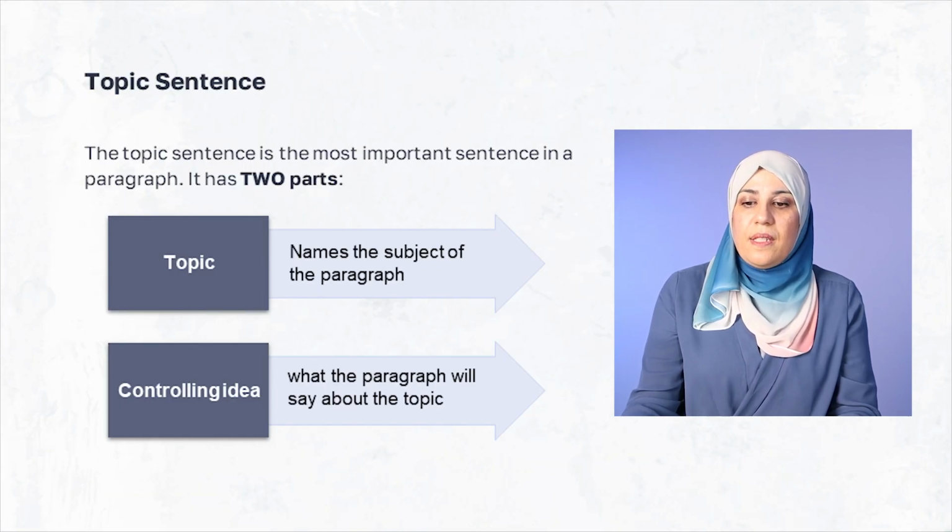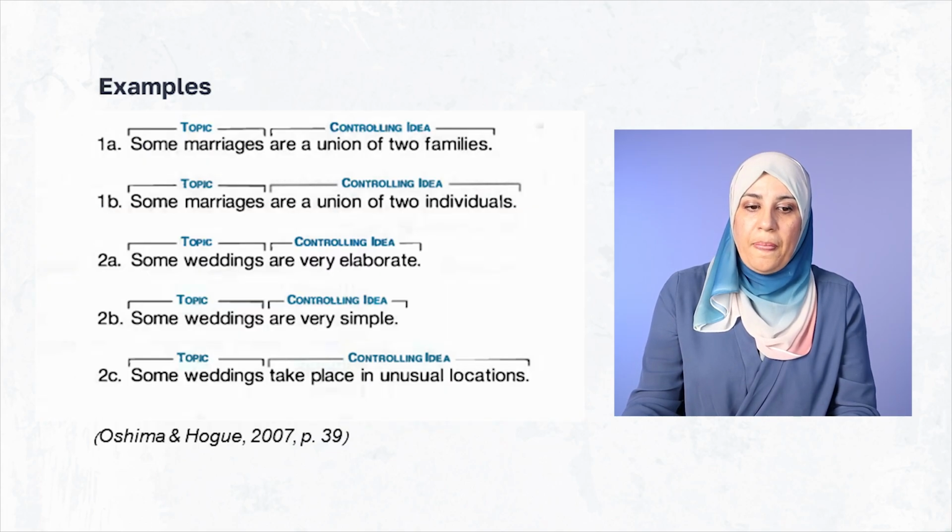The topic sentence is the most important sentence in a paragraph. It is further divided into two parts. The topic or the subject of the paragraph and the controlling idea or what the paragraph will say about the topic. Here are some examples of topic sentences where each sentence is divided into the topic and controlling idea. In the first sentence, we read, some marriages are a union of two families. So the topic here is marriage, and the controlling idea is a union of two families.